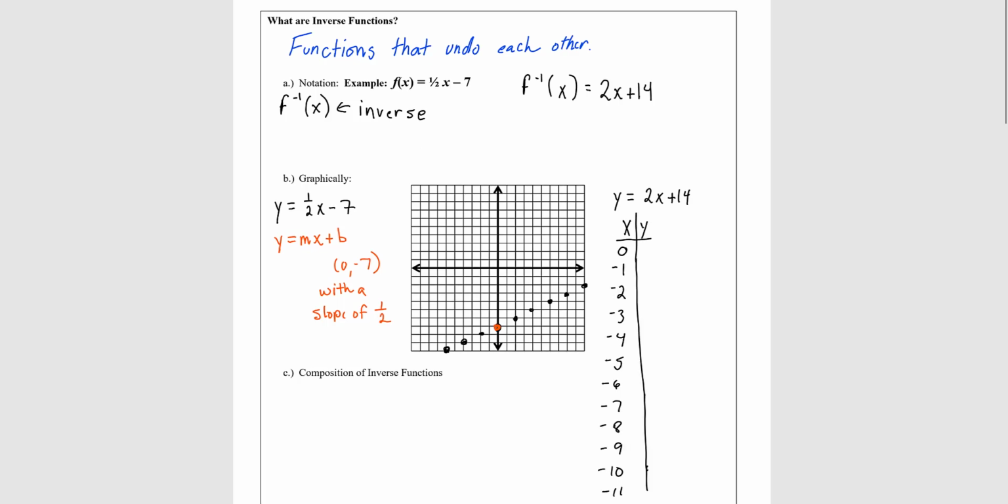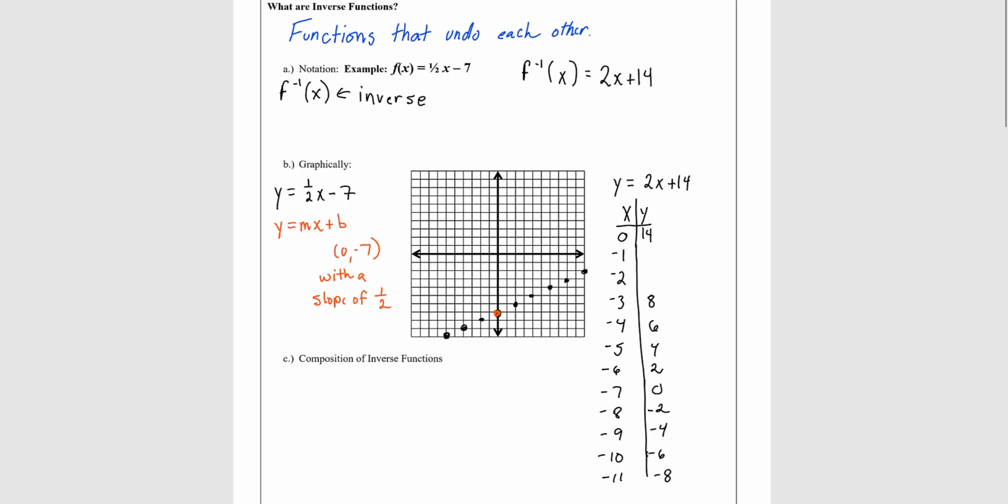You have to do a little bit of trial and error here. So for instance, you can't plug in 0 for x because you're going to end up getting 14 for y, and that's way off the grid. And really any positive numbers, that's going to happen. So we kind of skip down a little bit. -3 times 2 plus 14 would give us 8. So that does show up on the grid, and we can start there and move our way down. All right, so there are some points we can go ahead and graph for this function. We want to graph as many points as possible.